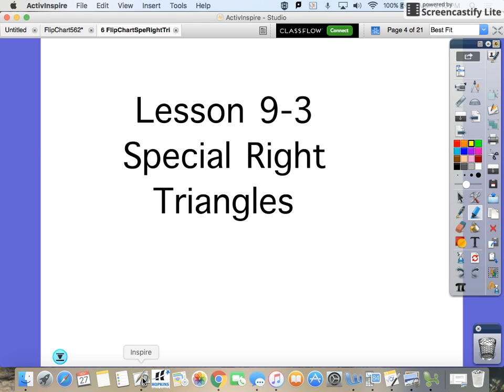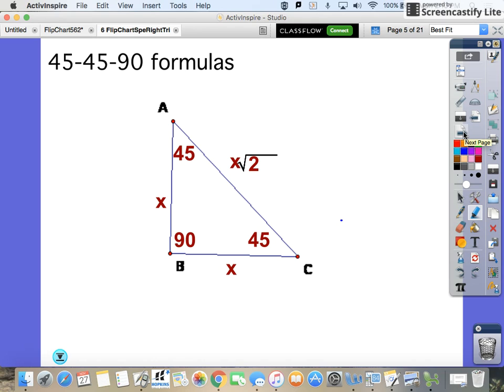This is the geometry lesson 9.3 on special right triangles. The first type of what we call special right triangle is a 45, 45, 90. What these have that are cool is the 45-degree angle: if you were to draw a line or throw a rock across from the 45-degree angle, it is going to be x units long. Because this other angle is also 45, across from it is also x units long.